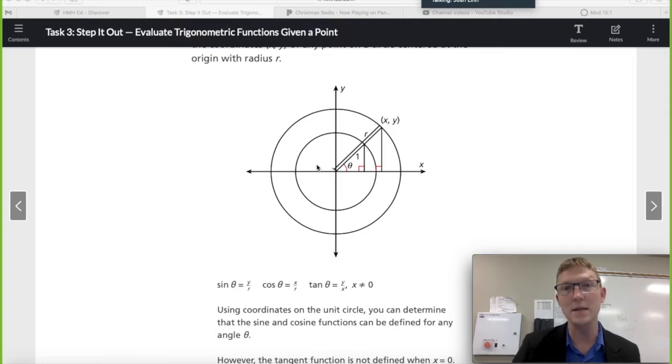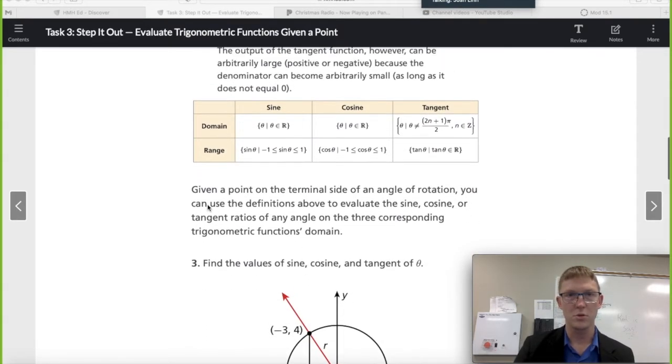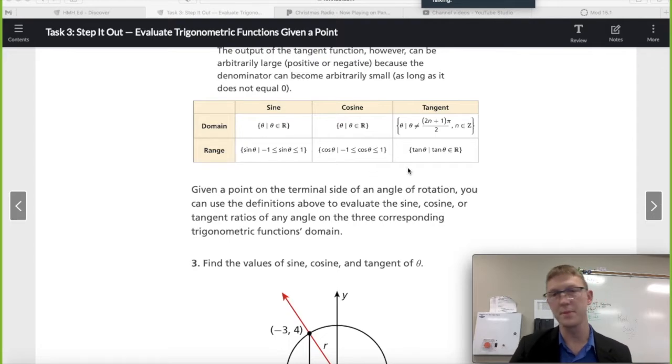So your tangent is not defined at that point. So watch out for that. So you're looking at domain and ranges right here. So the range for sine and cosine is -1 to 1 for both of them. If you were to ever plug these into your calculator, which you will someday, they look like this. But that's for another day.